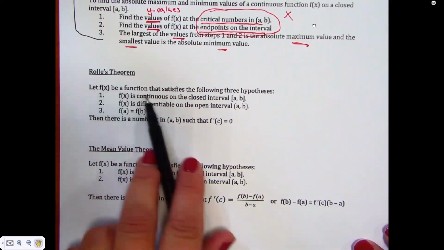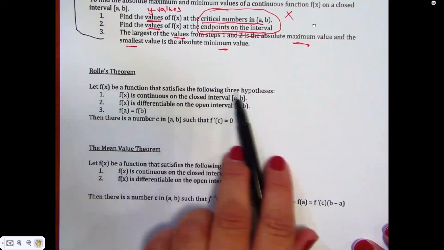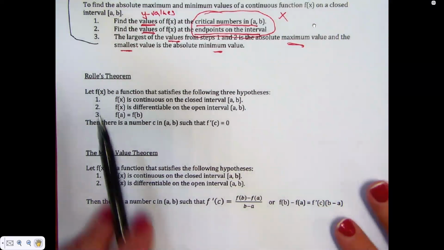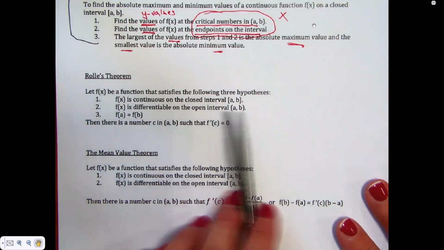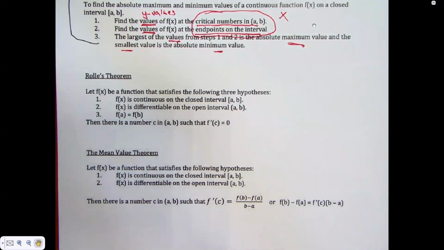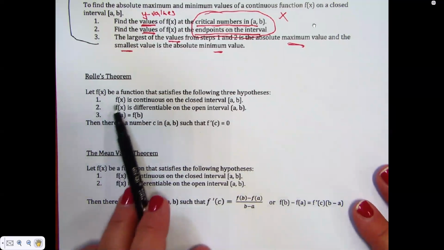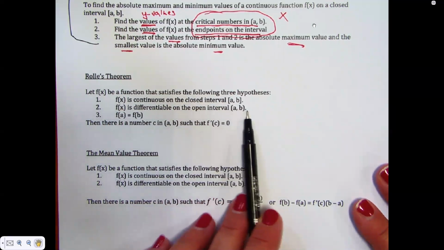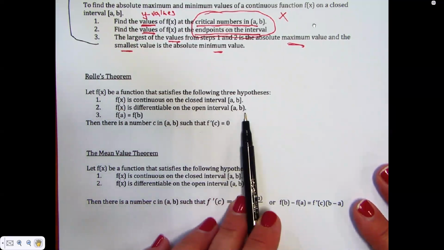Let f of x be a function. It has to satisfy these 3 hypotheses. It's kind of like a checklist. You have to make sure that f of x is continuous on the closed interval, and they'll give you this interval. Continuous just means it's closed, there's no time where you pick up a pencil if you're tracing. And then the function is differentiable on, notice, the open interval.